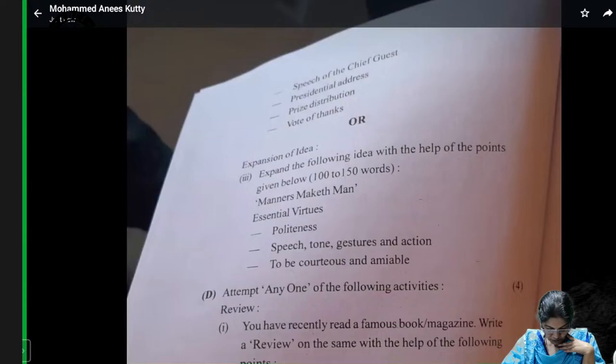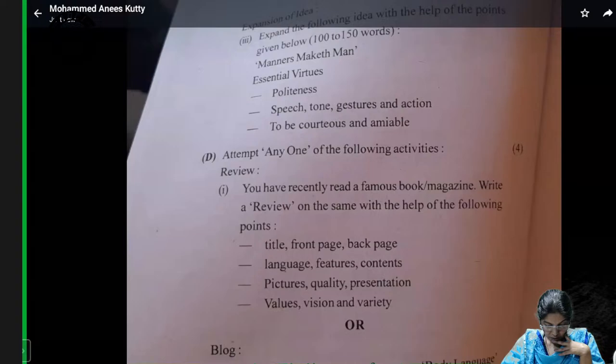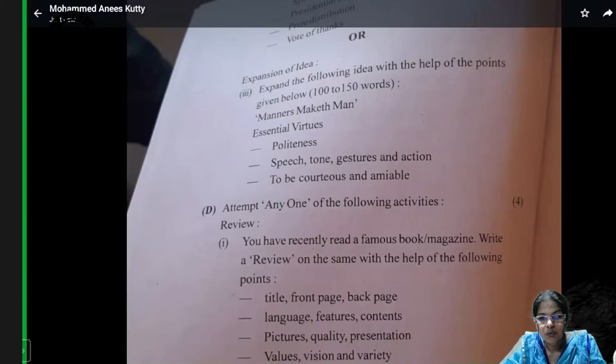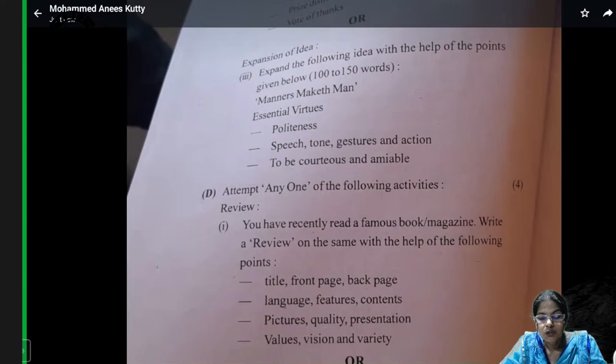You had to write a review. A book review. Now, not too sure how many of you would have attempted this. I don't see too many people reading a book. But I thought maybe, if you had read the last lesson, which is actually a play from Sir Arthur Conan Doyle, the character Sherlock Holmes.